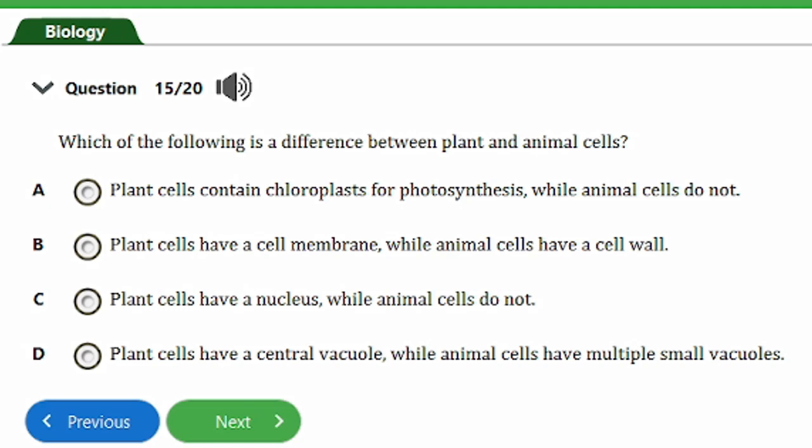So guys, let's quickly look at the next question here. That's question number 15. It says, which of the following is a difference between plant and animal cells? A, plant cells contain chloroplasts for photosynthesis, while animal cells do not. B, plant cells have a cell membrane, while animal cells have a cell wall. C, plant cells have a nucleus, while animal cells do not. D, plant cells have a central vacuole, while animal cells have multiple small vacuoles. So guys, the answer to this question is option A, and that's plant cells contain chloroplasts for photosynthesis, while animal cells do not. That's the major difference between the plant cell and the animal cells.